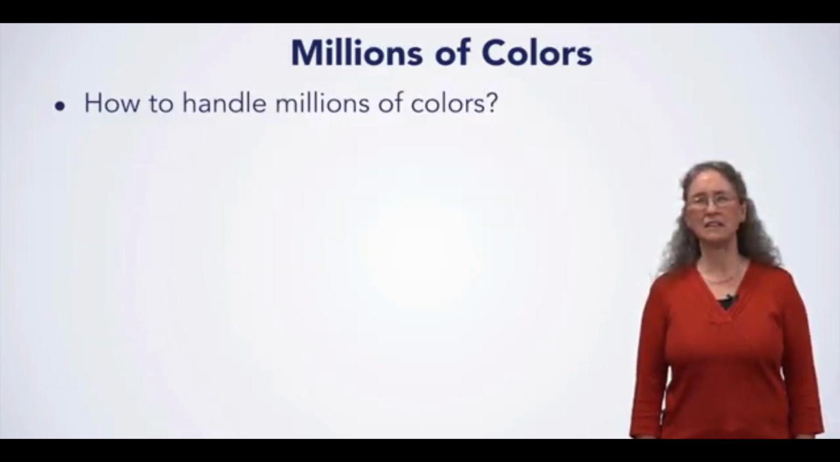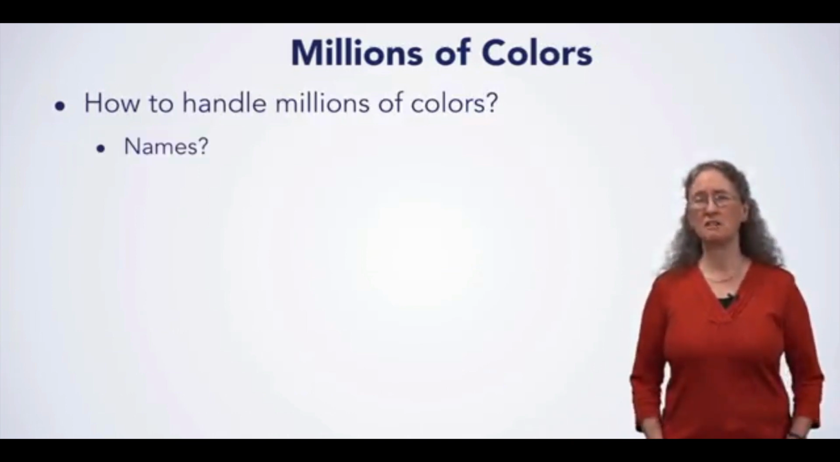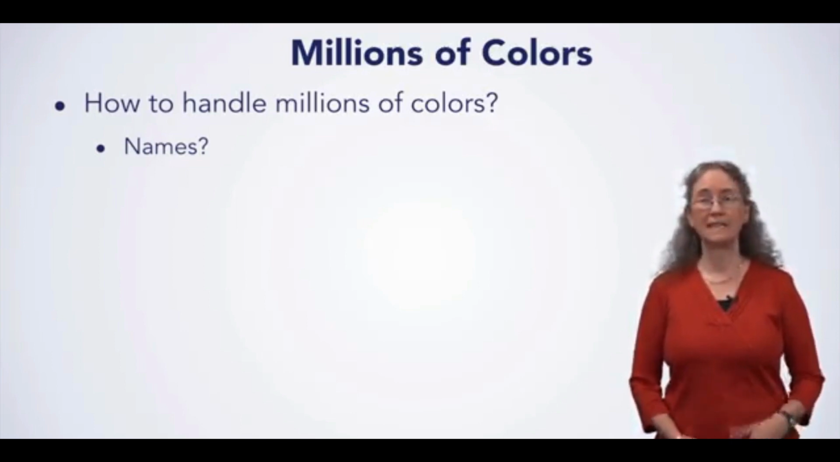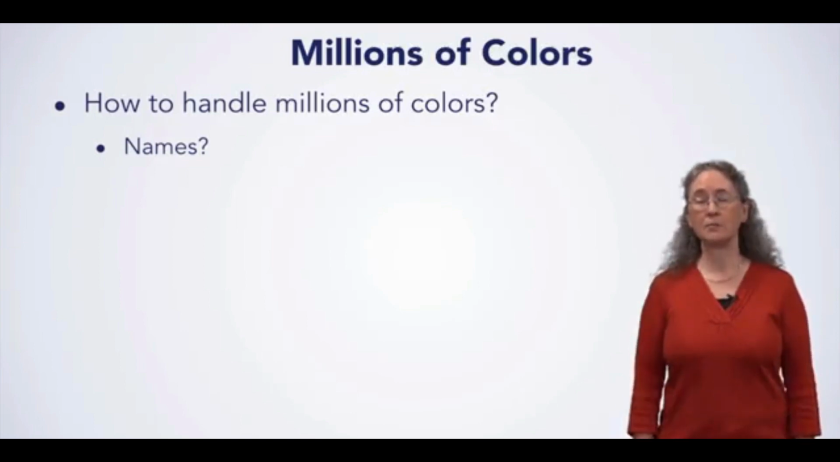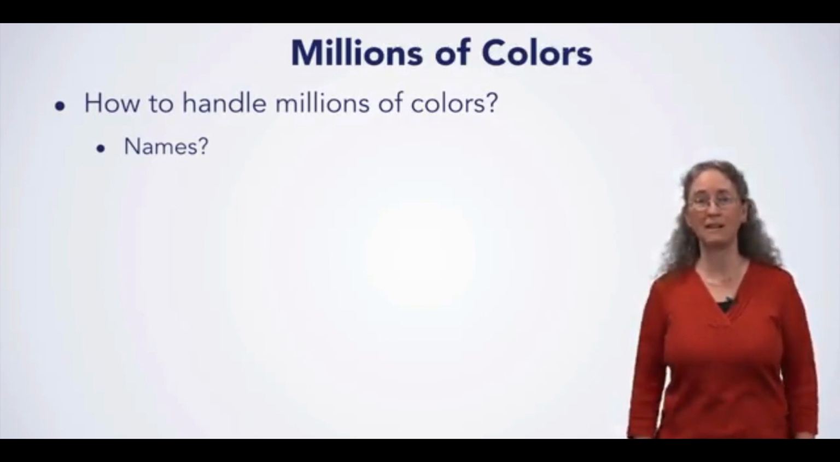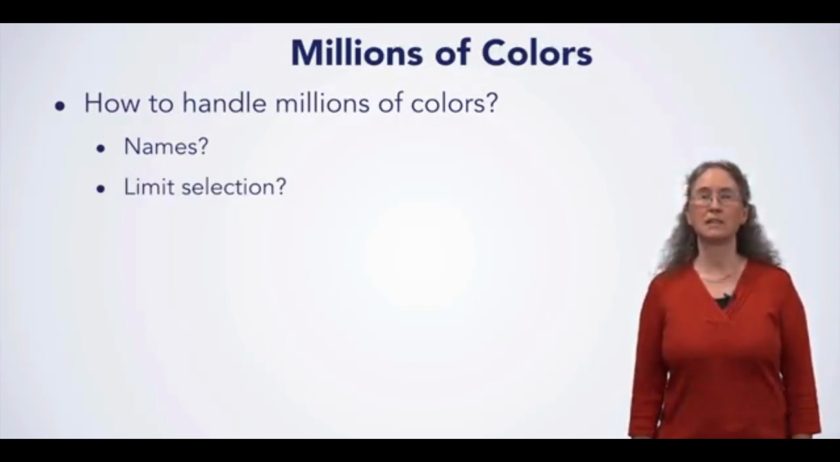So how could we handle millions of colors? Giving them all names would be somewhat unmanageable. One problem is that someone would have to come up with millions of color names and standardize them. Another problem is that you would have to look through millions of names to find the color that you want. Limiting the selection of available colors is not a very appealing option.